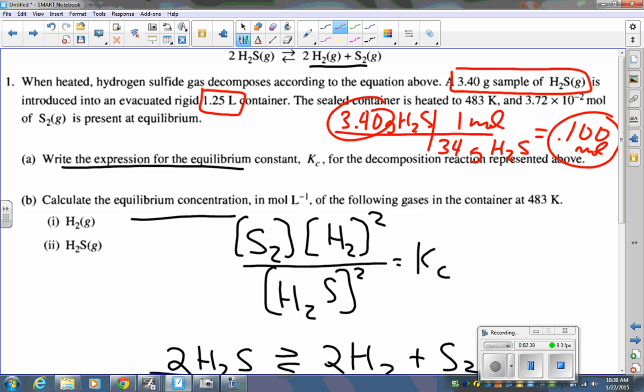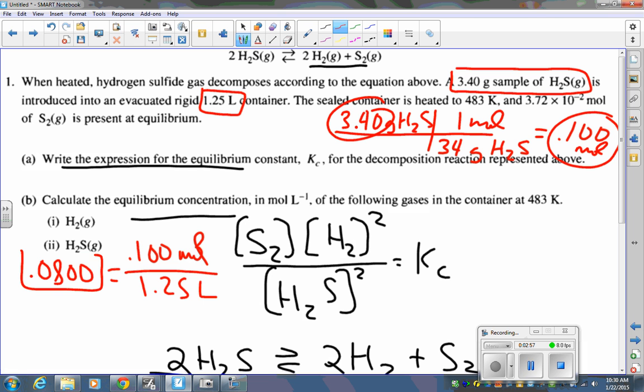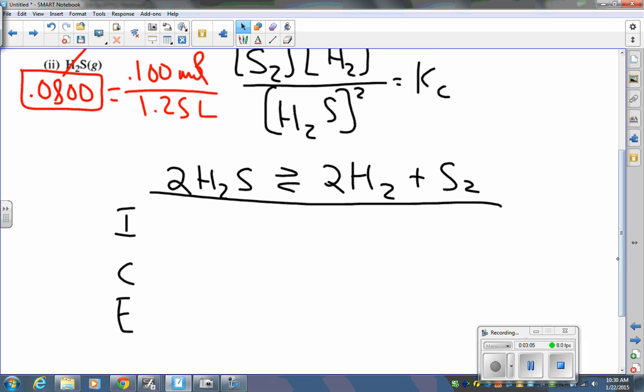I need molarity, because either molarity or atmospheres are the only two things that can go on the ICE table. So I'm going to take 0.100 moles divided by 1.25 liters. That will give me a molarity of 0.0800, again 3 sig figs. That's my initial molarity of H2S.